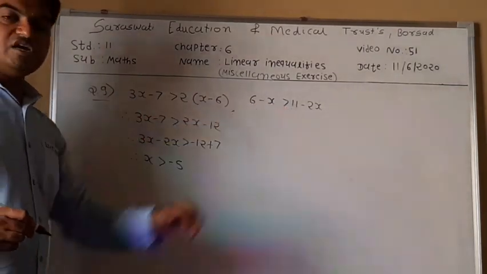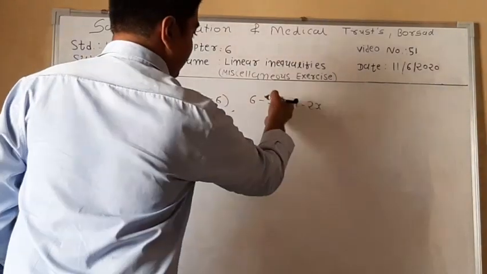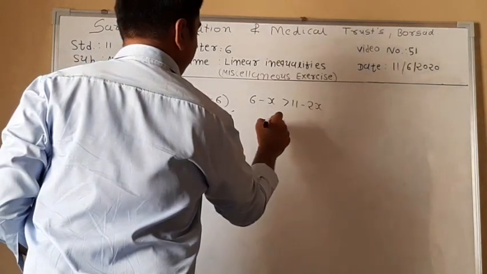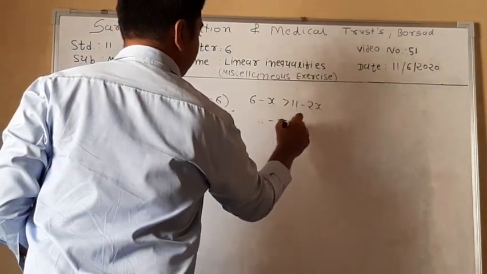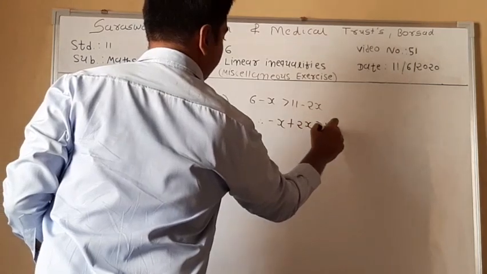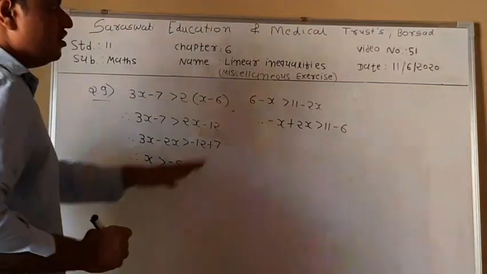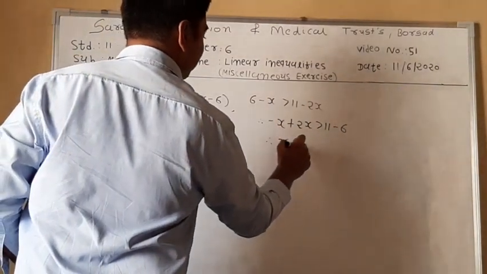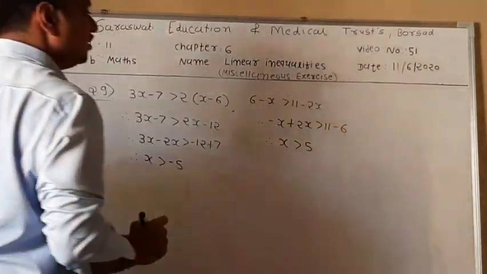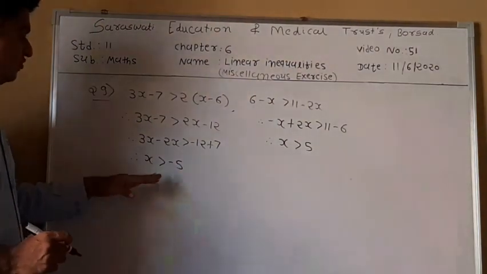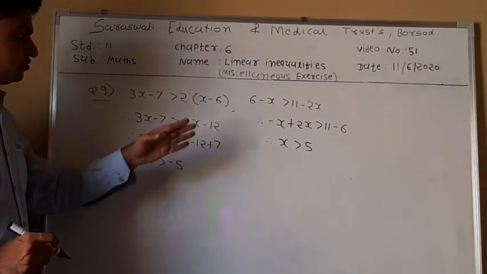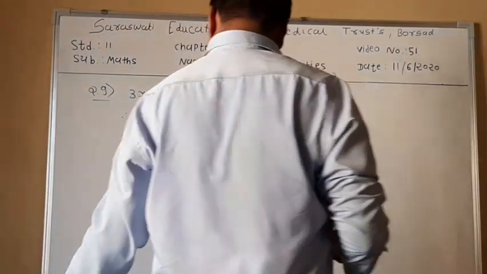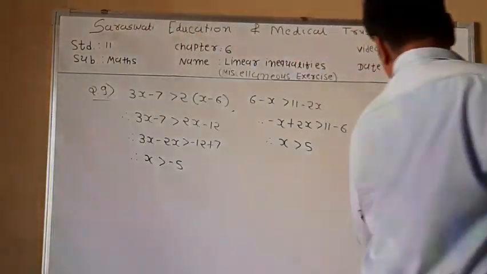Now in the other inequality, again write minus 2x on this side. So minus x plus 2x greater than 11 minus 6, 2x minus x, that means x greater than 5. Now here one inequality is x greater than minus 5, another is x greater than 5. So which portion is common to both of these?